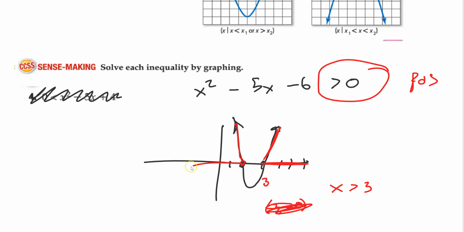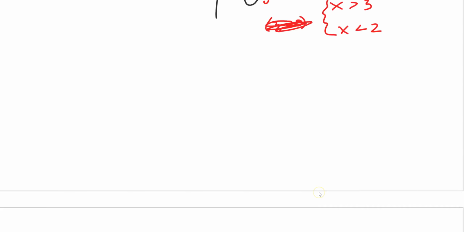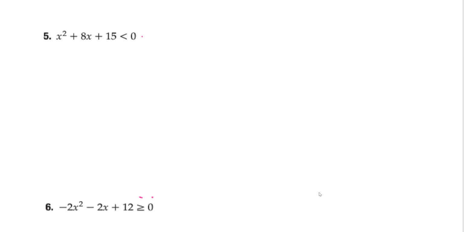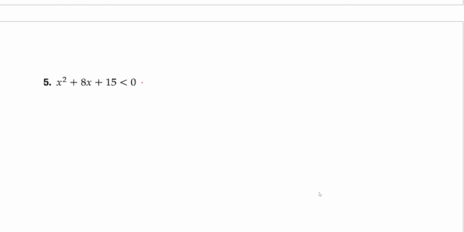And from here on, so here's 2, where x is less than 2. Those are my answers. X is greater than 3, x is less than 2. Let's do a couple more. Let's skip down for now.